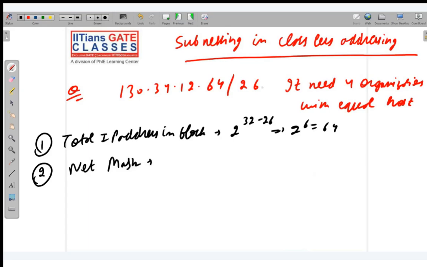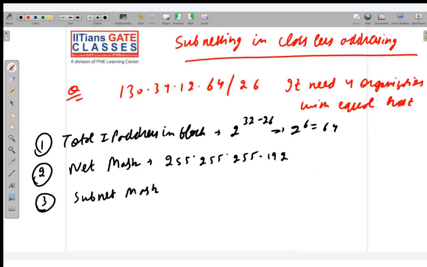Net mask. So obviously 26 ones. So 255.255.255. 24 ones are consumed. Now 2 ones are needed. That is 192. So simple. This is the net mask. Third they will ask for subnet mask.